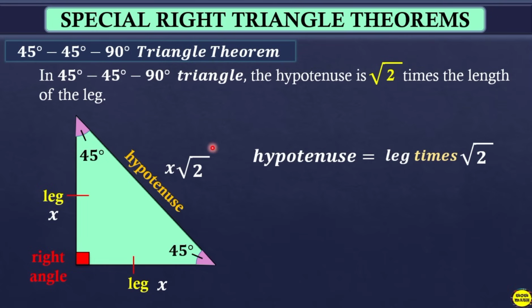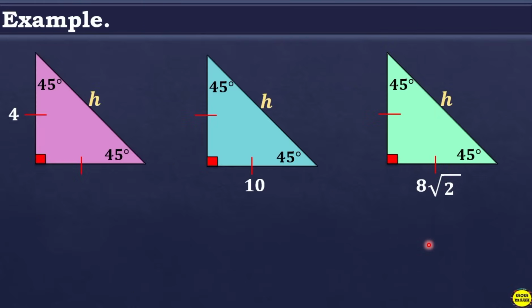Now, what if hindi given yung ating leg? Ang given ay yung hypotenuse at ang pinapahanap sa atin ay leg. So, paano naman kukunin yun? Reverse lang po. Para mahanap natin yung leg, kung ang given ay hypotenuse, i-divide lang po natin siya by square root of 2. So, let me repeat. To find the length of your hypotenuse, leg times square root of 2. Kapag given naman ang hypotenuse at leg ang hinahanap, the leg is equal to the hypotenuse divided by square root of 2.